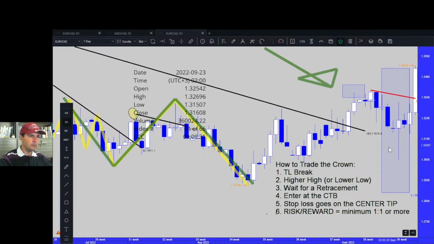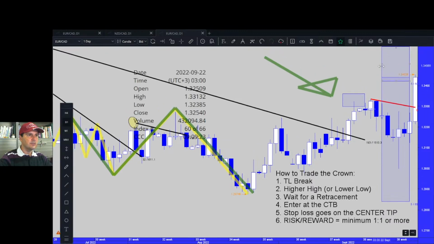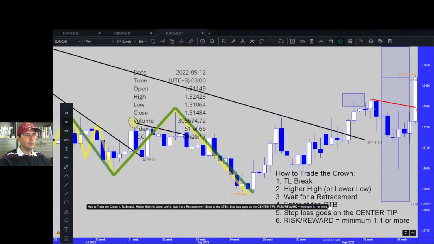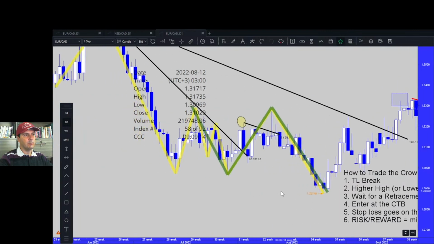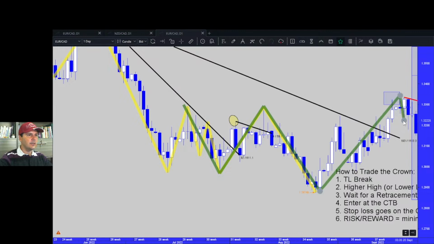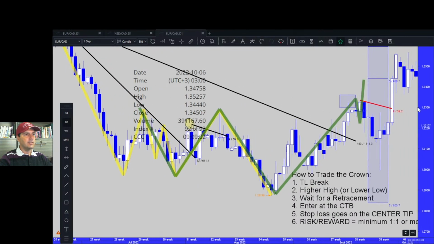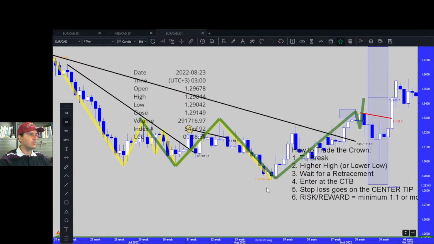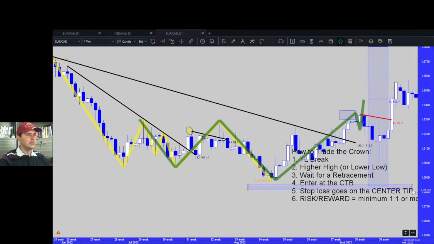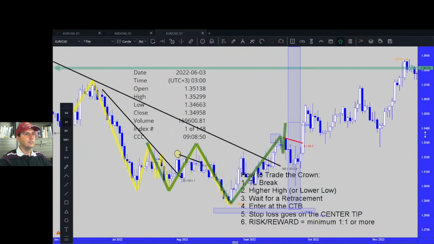I need to clone this one, you know. And my dogs are getting crazy. So I'm going to put the stop loss at the center tip, which is this one, the green center tip. Anyway, everybody, this is where I would enter. This is my stop loss down in here, and there you go.